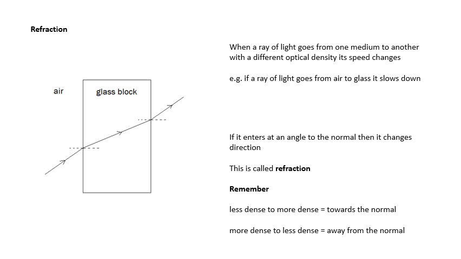Now, if it enters at an angle to the normal, remember this dotted line on the diagram is called the normal. Normal just means perpendicular, it means at right angles. And if it enters at an angle to the normal, then it changes direction. And that is called refraction. Notice that when it goes into the glass at an angle, it bends towards the normal, and when it leaves the glass, it bends away from the normal. Remember, less dense to more dense towards the normal, more dense to less dense away from the normal.